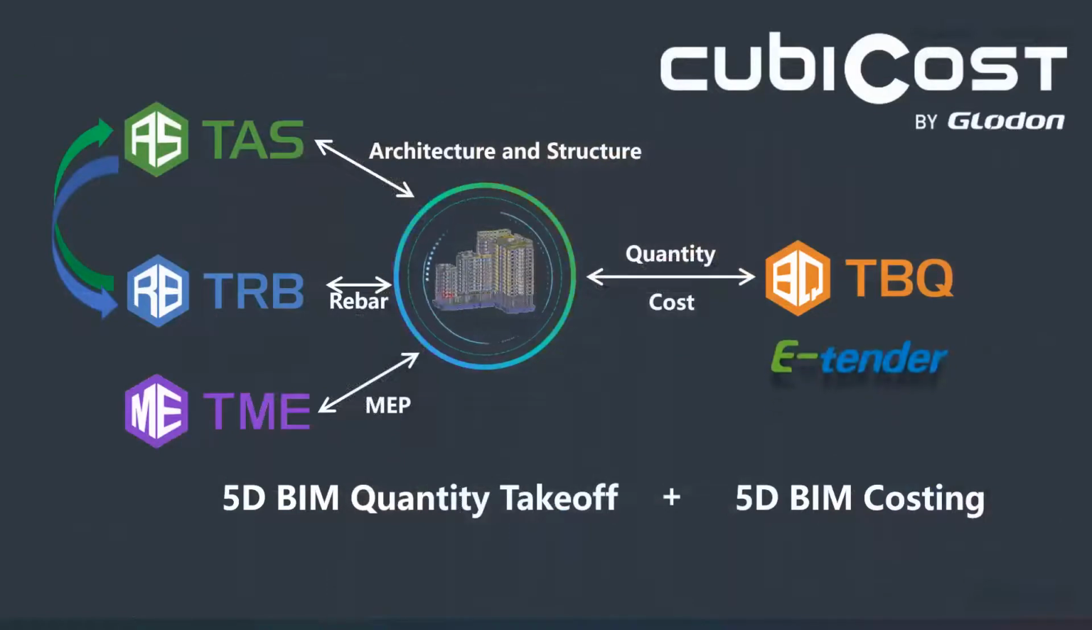Then this is another illustration. We can use TA software, TRB and TME software for 3D modeling. Then we can quantify the building automatically. Then we can allow our TBQ software to estimate for that particular building. And we have an e-tendering platform as well for tendering purposes.